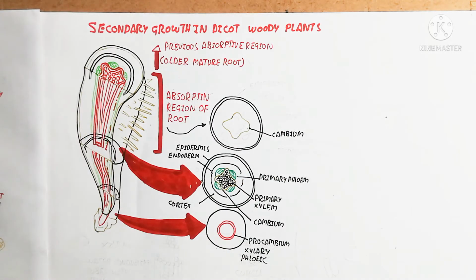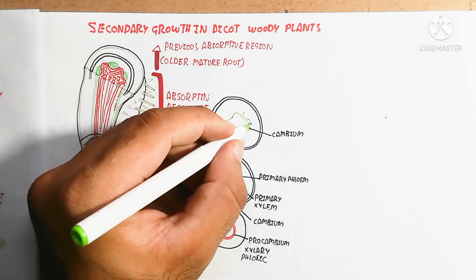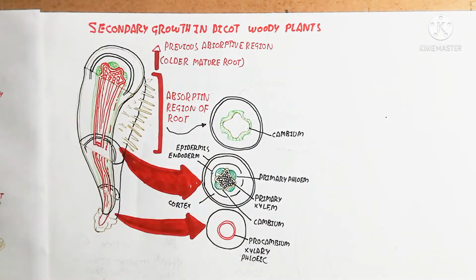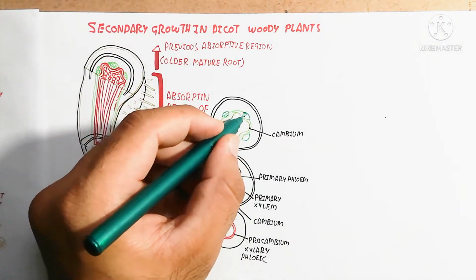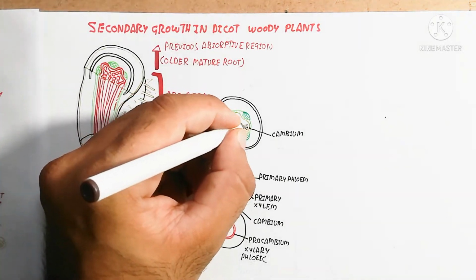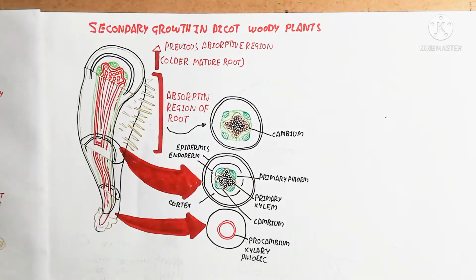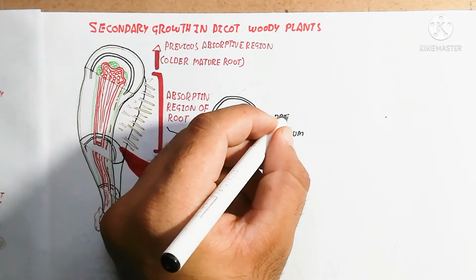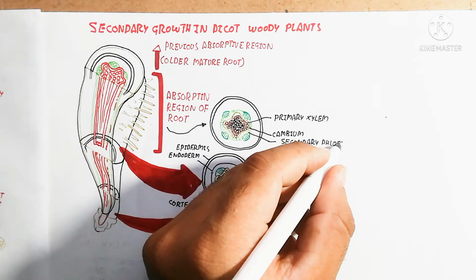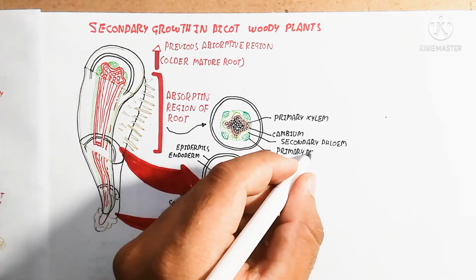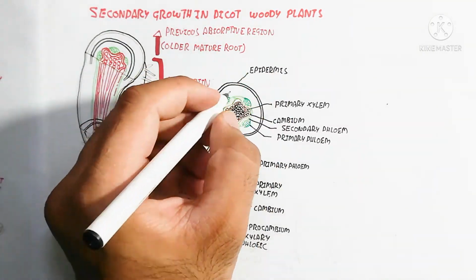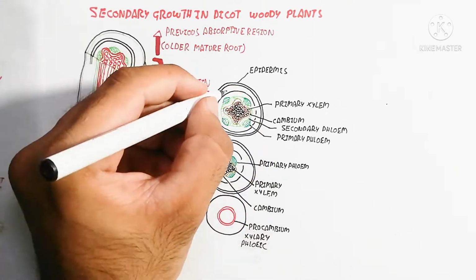So here was the primary growth, but here is the secondary growth. The endodermis, epidermis and pericycle are present, and primary xylem and secondary xylem are present, while secondary phloem is also present. The dark green color shows the primary phloem, while the light green color shows the secondary phloem. Inside, the black color shows the primary xylem, while the brown color shows the secondary xylem.